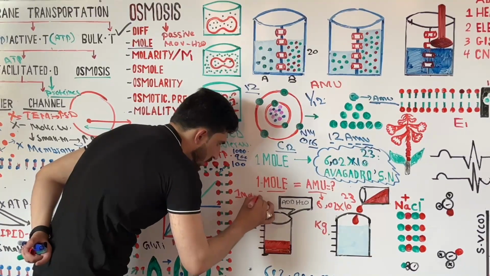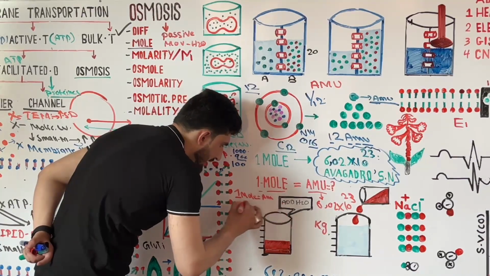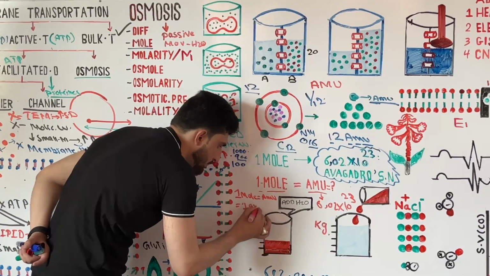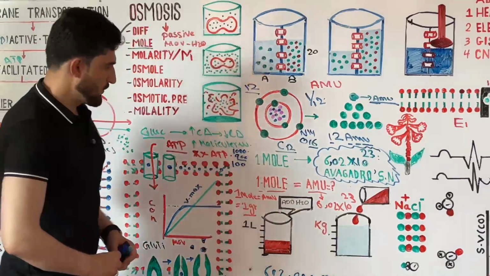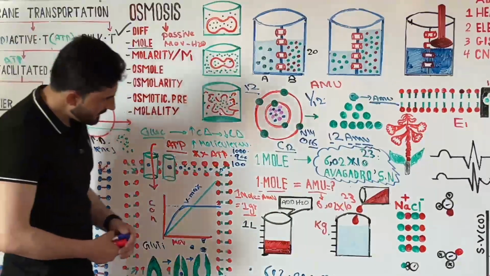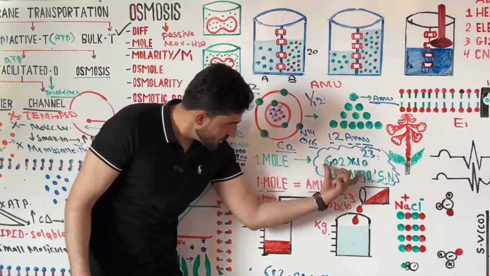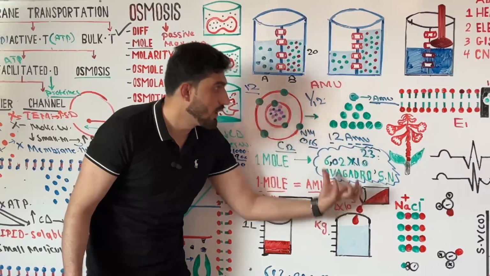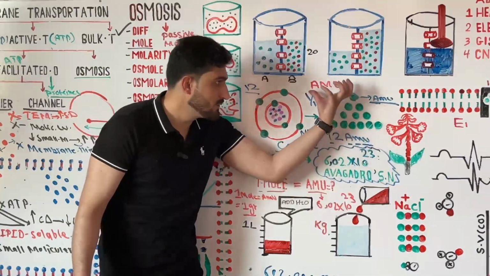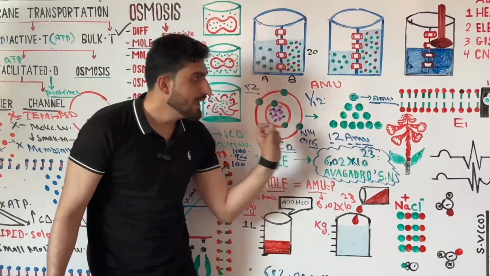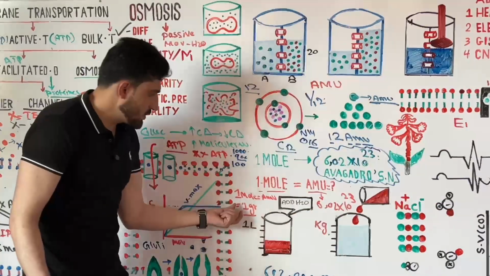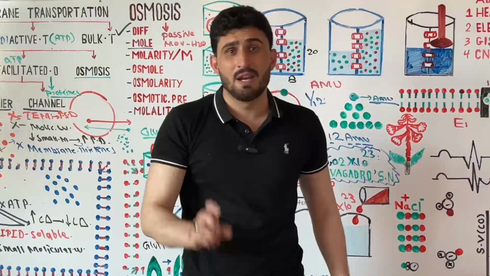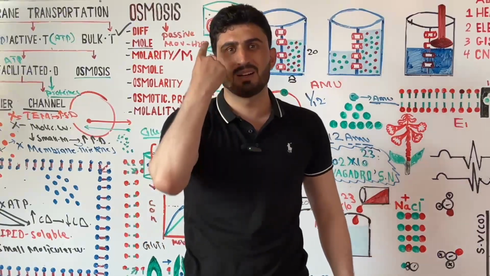1 mole of AMU is equal to 1 gram. It's so important. What does it mean? This Avogadro's amount of AMU, this amount of pieces of this carbon, is equal to 1 gram. If I take it and put it in a balance, it's equal to 1 gram.